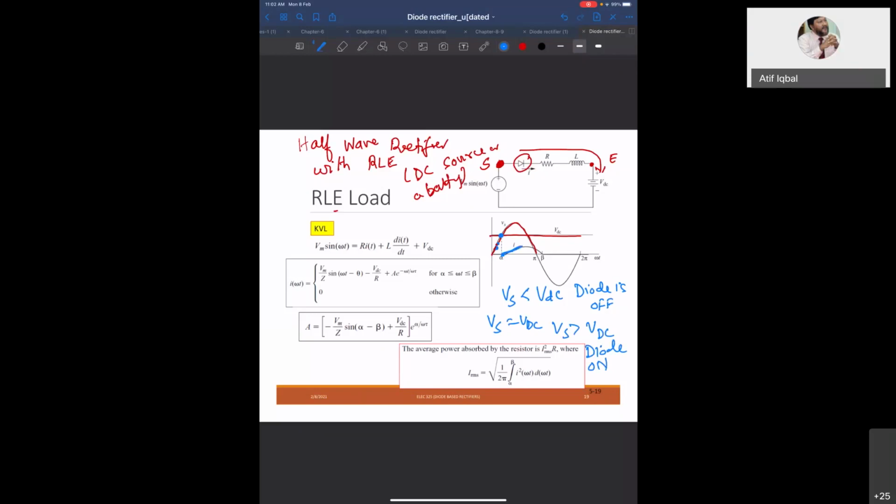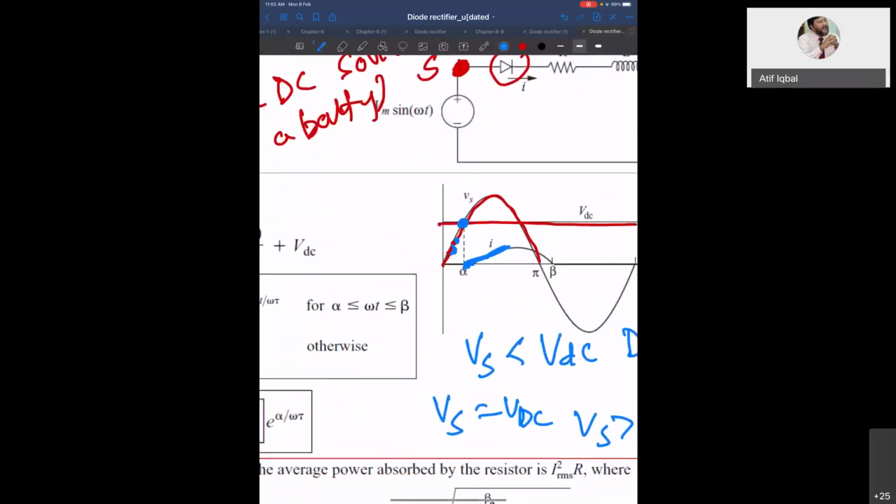Once the diode is on, the current will start rising. This angle we call alpha. How can we get the value of alpha? When Vm sine alpha becomes equal to VDC, sine alpha is VDC by Vm. So from here you get alpha as sine inverse of VDC by Vm.